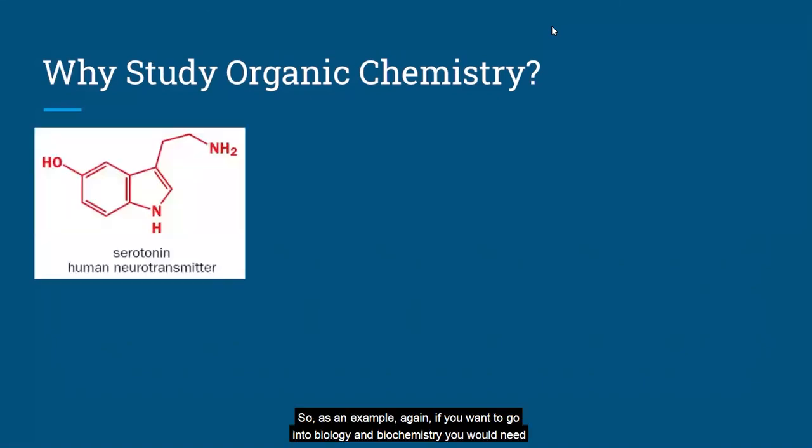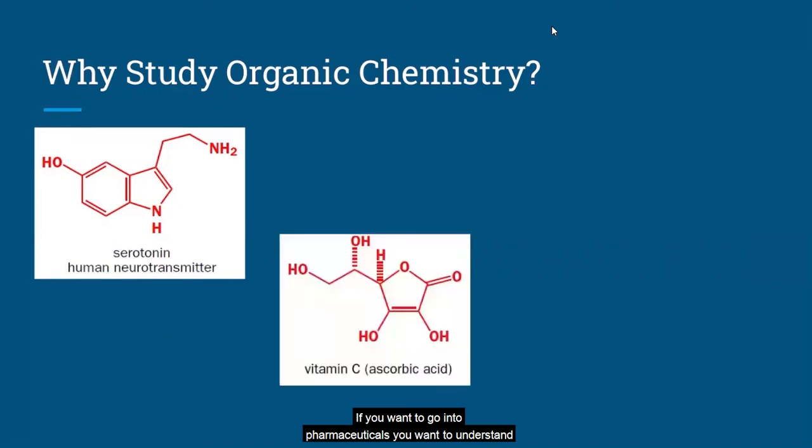So as some examples, again, if you want to go into biology and biochemistry, you would need to understand organic molecules that are present inside the human body, such as serotonin right here. If you want to go into pharmaceuticals, you want to understand drugs and how they are involved in organic chemistry. Lots of drugs that are used today were synthesized in the previous century using concepts in organic chemistry. So you can see that there is a very applicable component to organic chemistry.